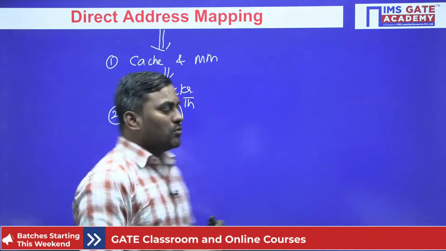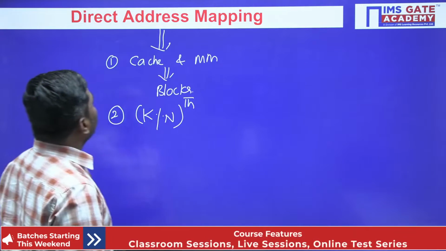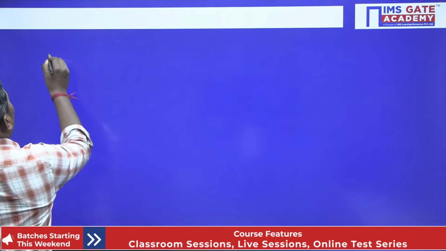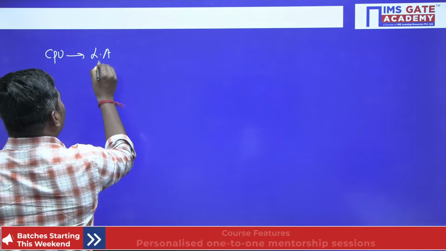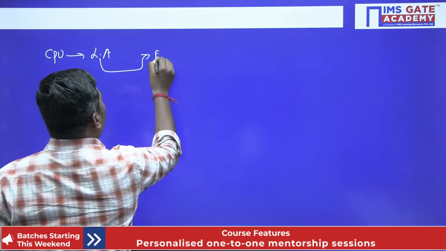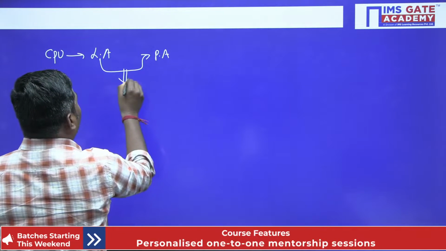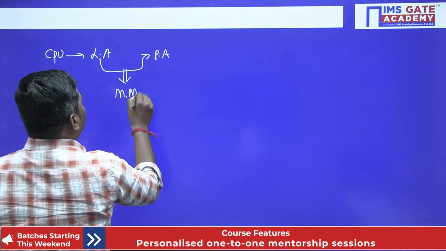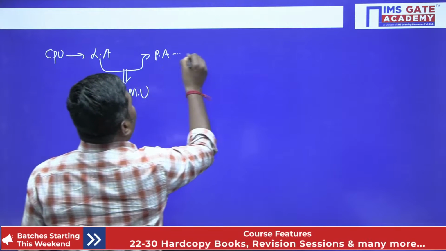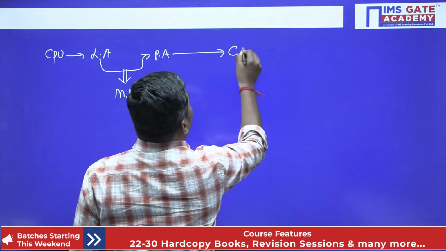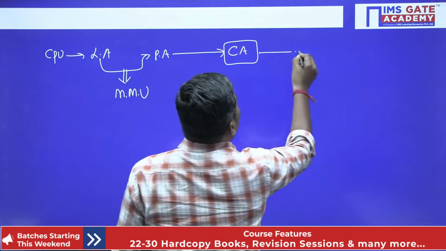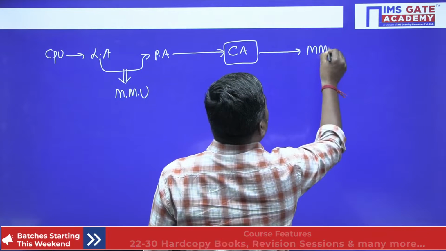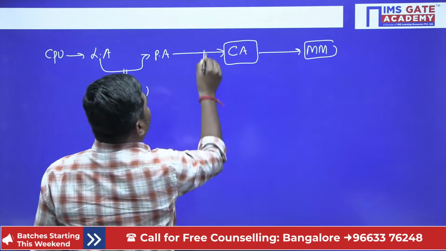So let's continue. Look at the point, all of you. Whenever an address comes from the processor, the CPU, that address is what? A logical address. This logical address needs to be converted into a physical address with the help of the memory management unit, right? Whenever this physical address comes, you have to search in the cache memory. If a cache miss occurs, we have to search in main memory, right?